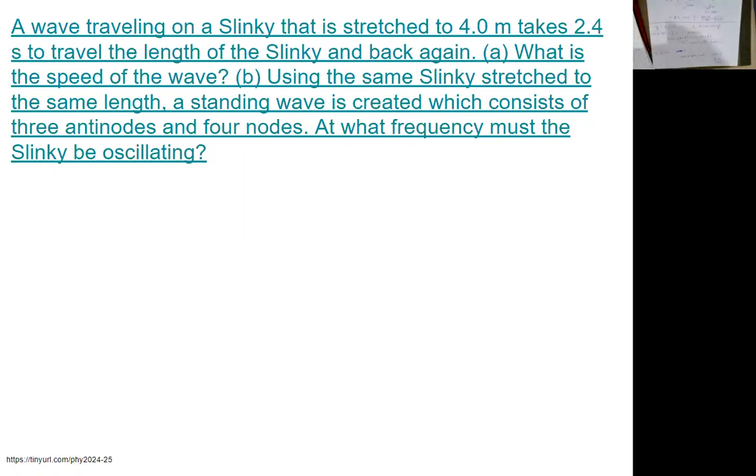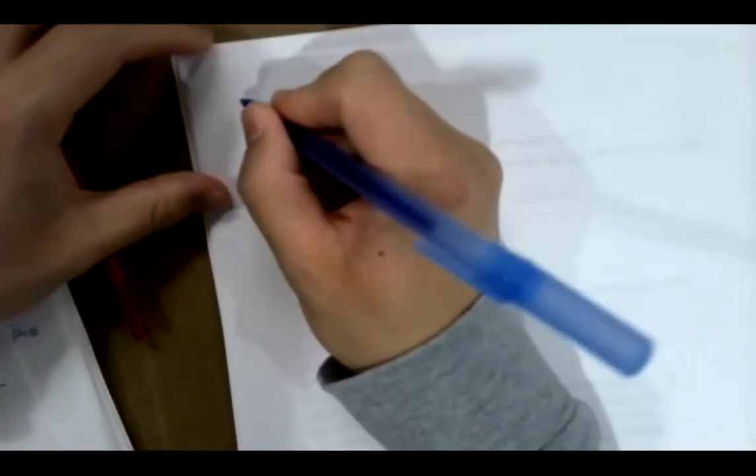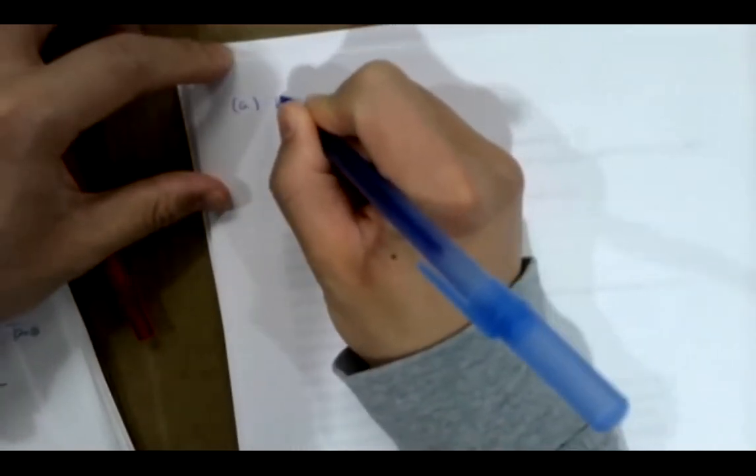So it tells you that it takes 2.4 seconds. That tells you the time. And then for the distance traveled, it says travel back and forth, so that should be twice the length, right? So you can calculate the speed with distance divided by time taken for part A.